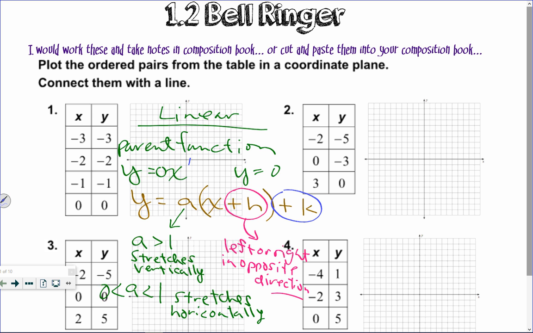The plus k at the very end. What does that do? Anybody tell me?